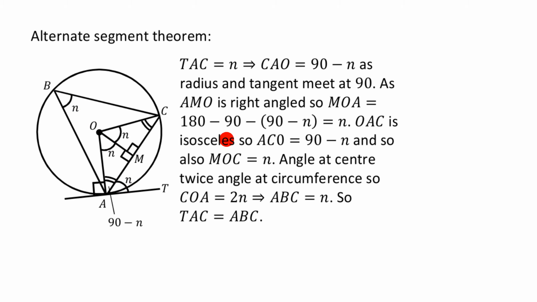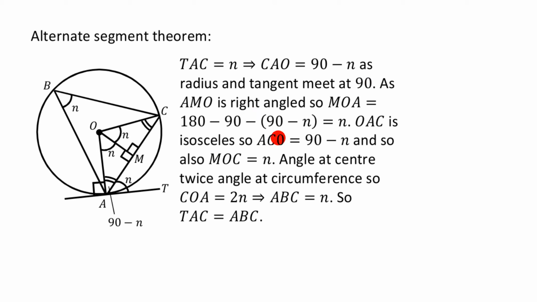Now, of course, you can pause the video, read through this. It's just saying the same thing I've just said. I'm going to read it through very quickly. TAC is n, right? That's the way I started. So CAO, this angle here, is 90 minus n. Because, why? Because radius and tangent meet at 90 degrees.